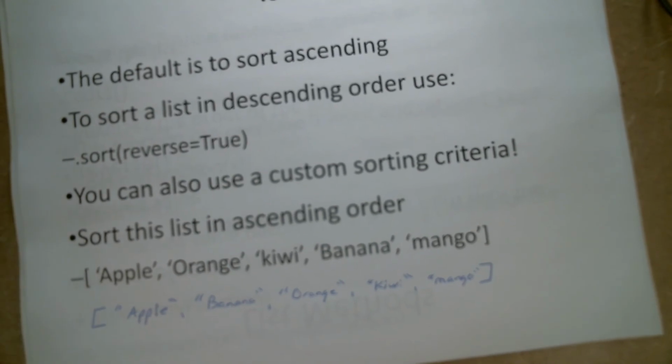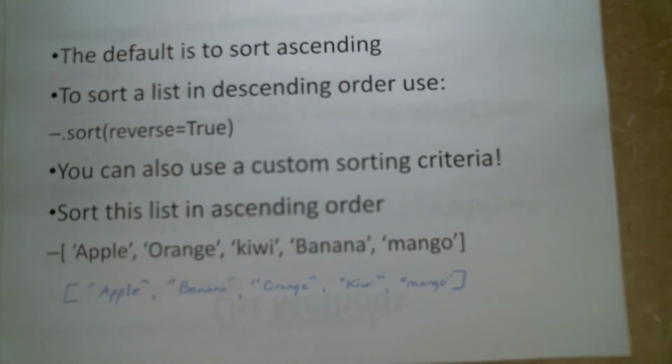All right. So what do you think is happening there? Well, it has to do with the fact that when it sorts it, it's actually sorting using the ASCII codes. And in ASCII, the capital letters come before the lowercase letters. So it's saying, hey, numerically, apple, banana, orange all come before lowercase kiwi and mango.